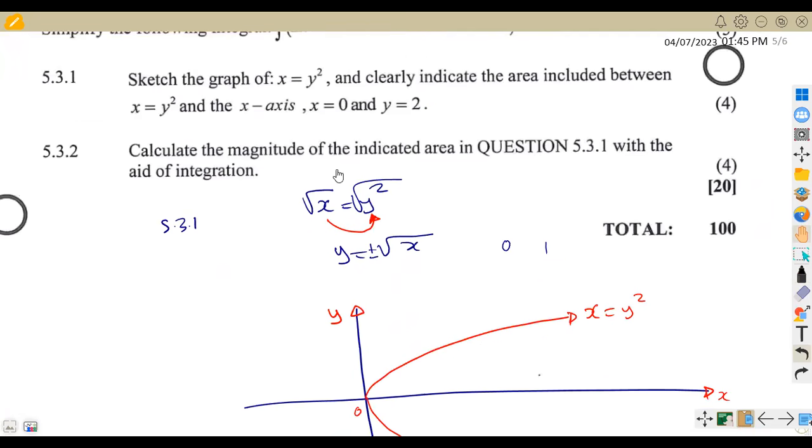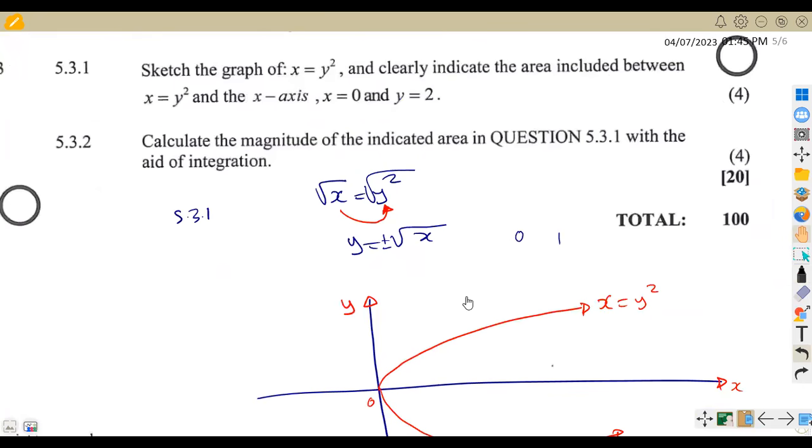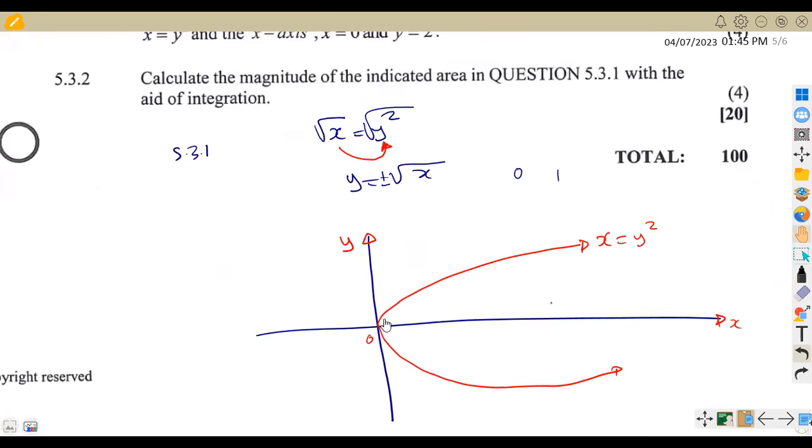And also x is equal to 0 and y is equal to 2. So the graph of x is equal to 0, that is the y-axis. In the y-axis, x is equal to 0. So it's supposed to be bounded also by the y-axis.